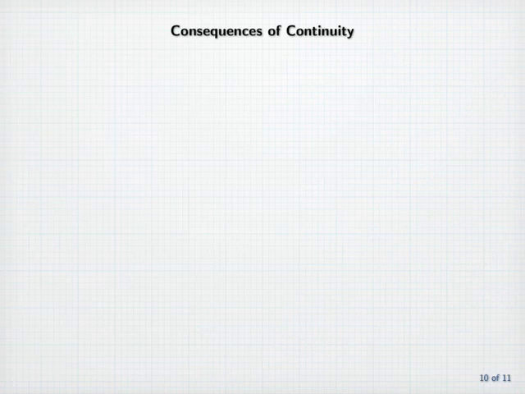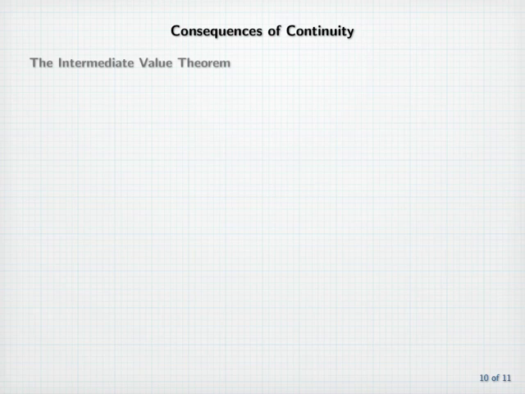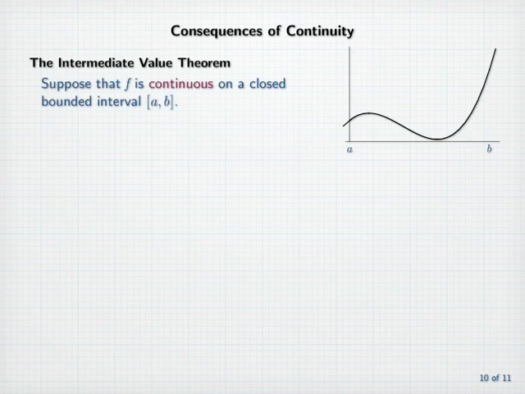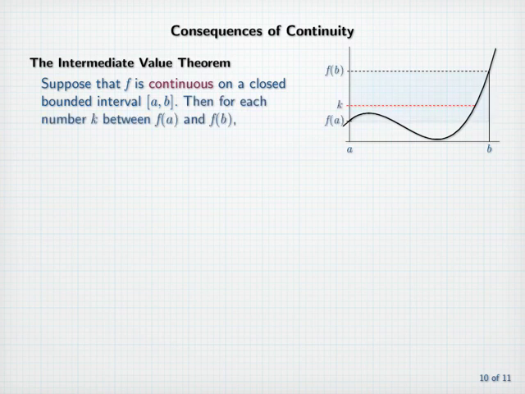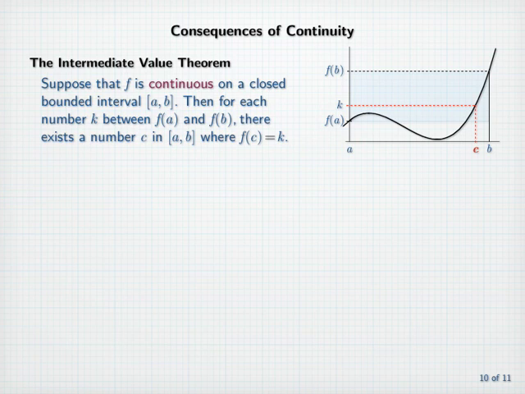We briefly mention here two consequences of continuity. First, the Intermediate Value Theorem. Suppose that f is continuous on a closed bounded interval [a, b]. Then for each number k between f of a and f of b, there exists a number c in the interval [a, b] where f of c is equal to k. In other words, the function takes on every intermediate value between its endpoint values.